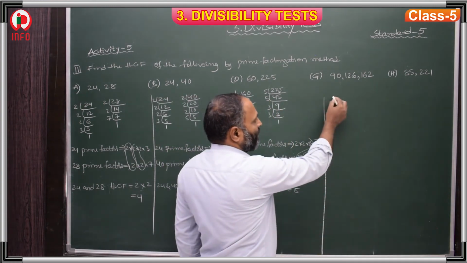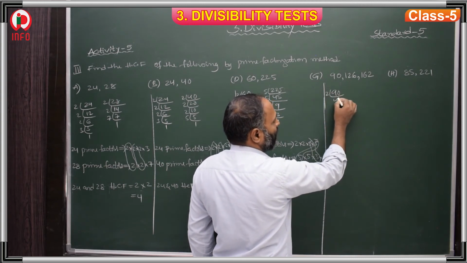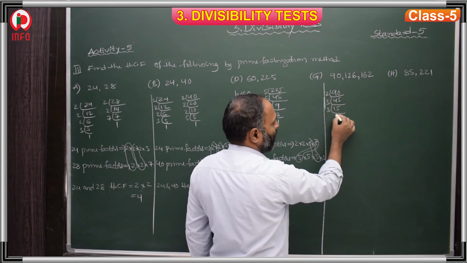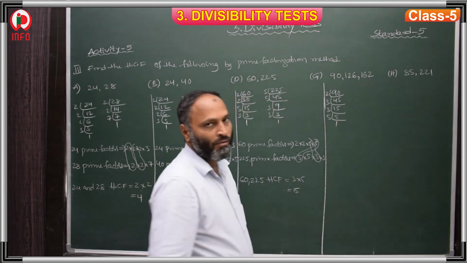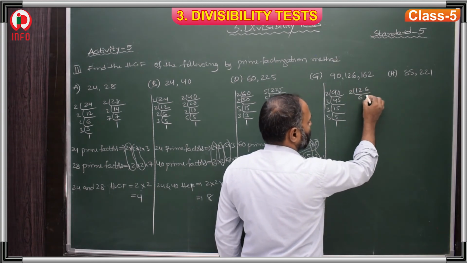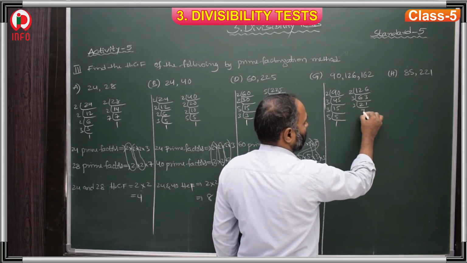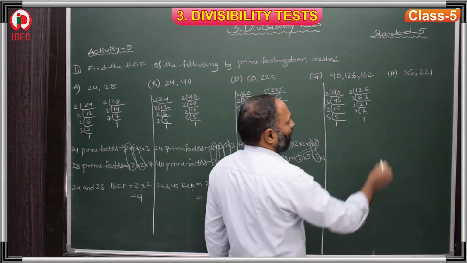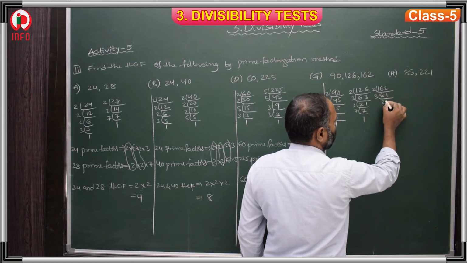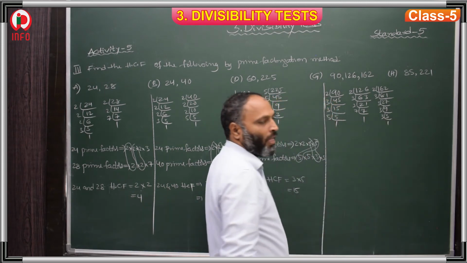Next, 90. 90 prime factors we have to write. 2 45s are 90, 3 15s are 45, 3 5s are 15, 5 1s are 5. Next 126: 2 63s are, 3 21s are, 3 7s are, 7 1s are. Next 162: 2 81s are, 3 27s are, 3 9s are, 3 3s are, 3 1s are.